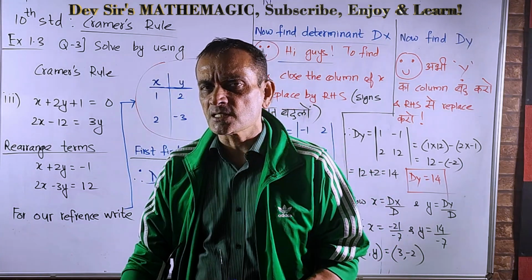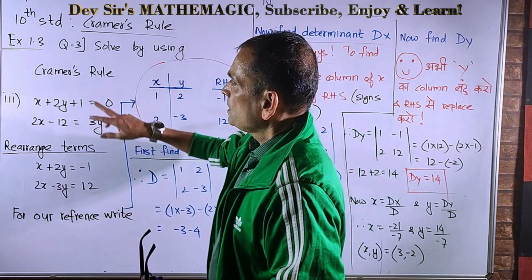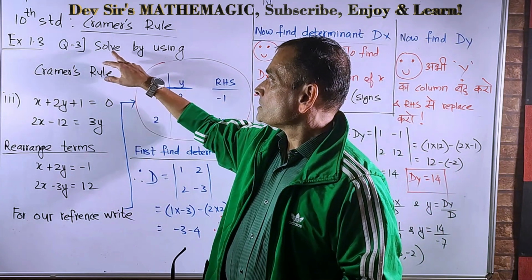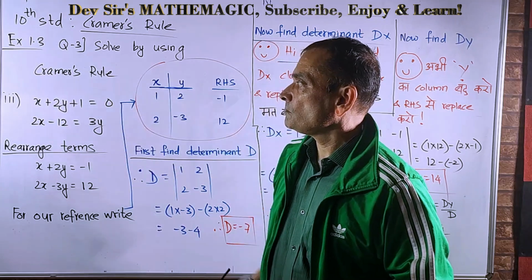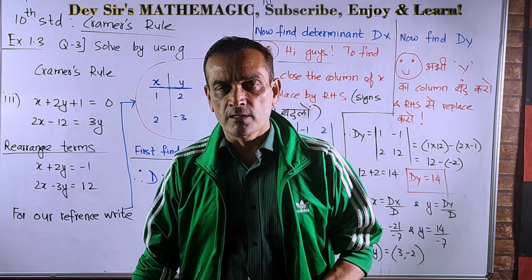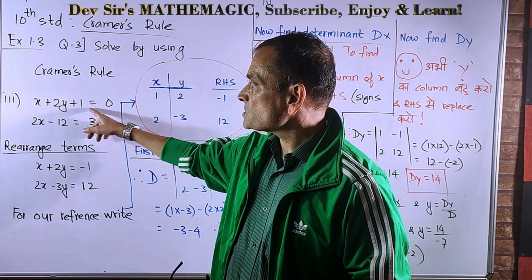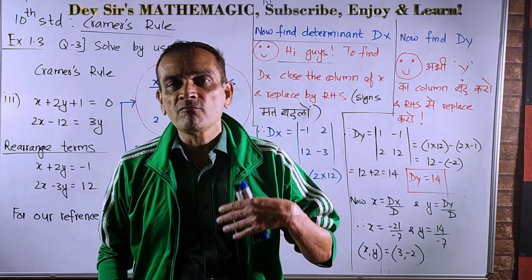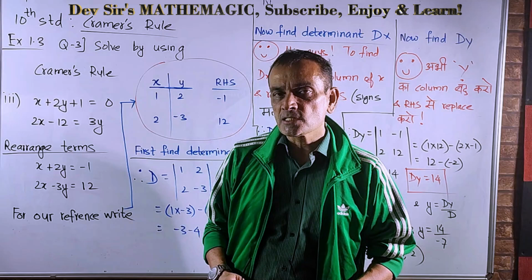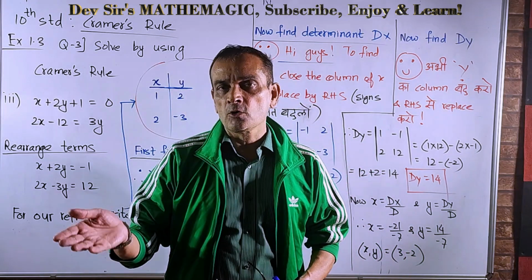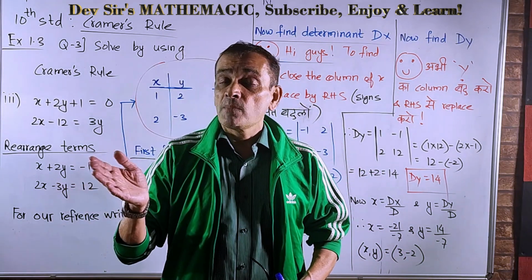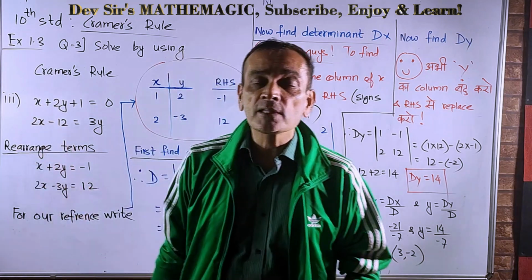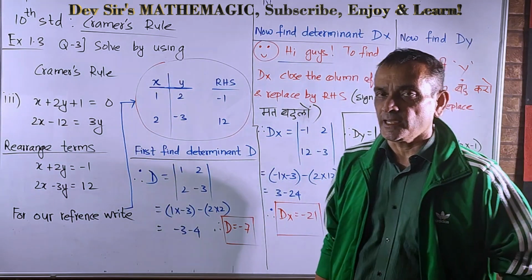So let's take the first sum. Exercise 1.3, question number 3. Solve by using Cramer's rule. Two equations are given. x plus 2y plus 1 equal to 0, 2x minus 12 equal to 3y. Now type 1, we have seen how to solve the equations by using the elimination method. You have to either remove x or remove y by making same terms and changing the signs. That type is done. Now with the help of determinants, how do we solve?